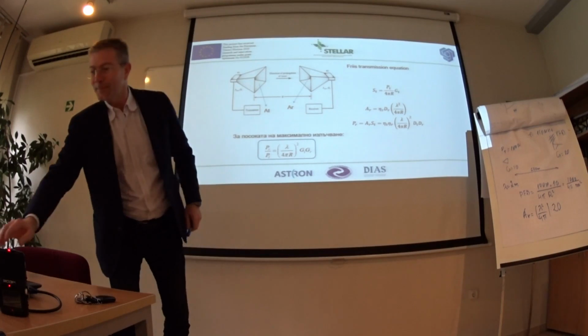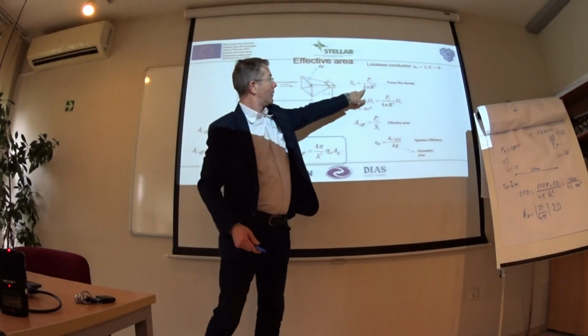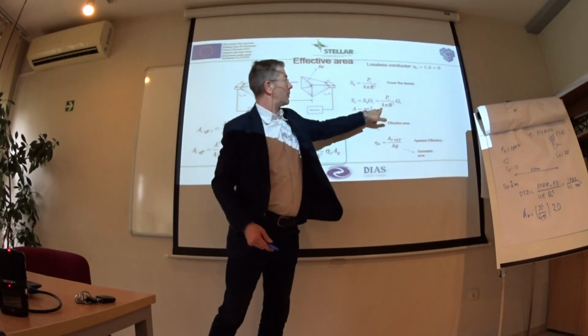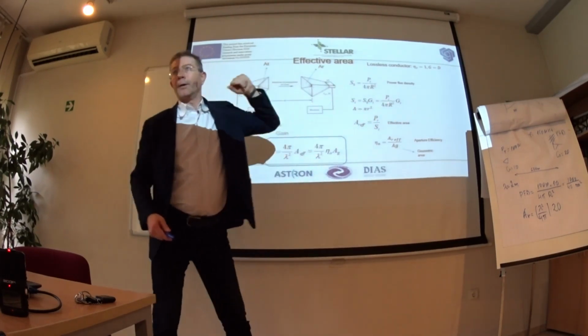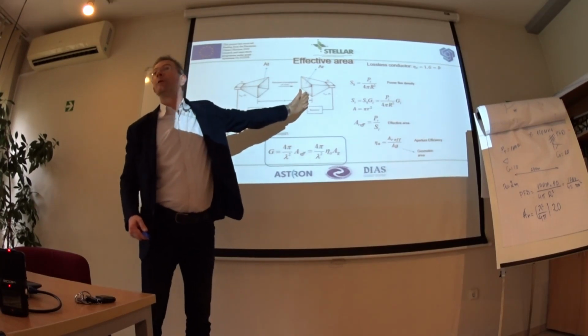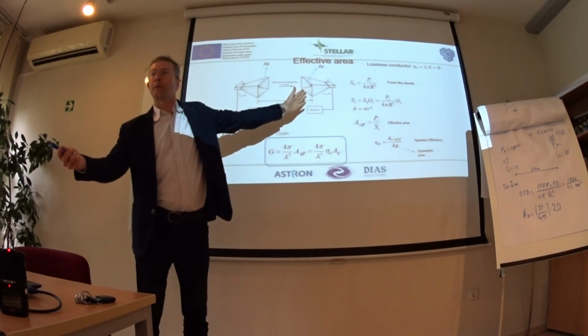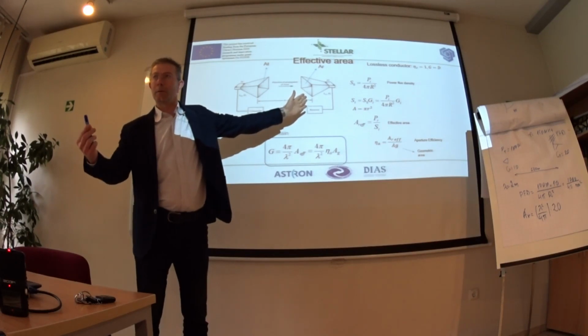Mistake. Here is the correct one: P transmit, G transmit, over 4 pi distance squared. This is the power flux density at the input of the receive antenna. Right? Do you understand why?